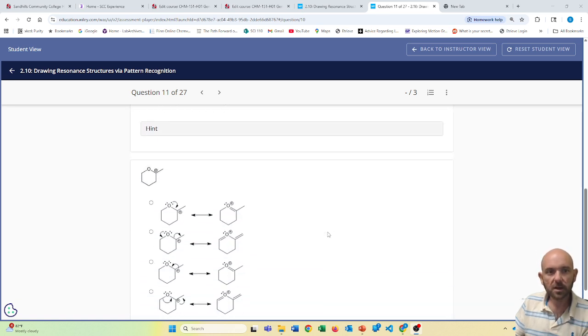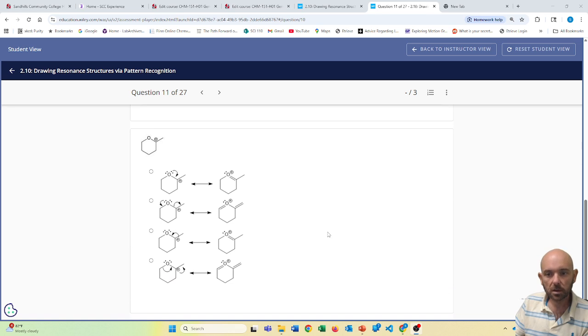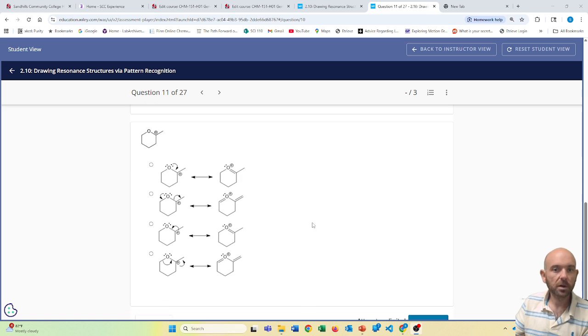And in this example here, arrow notation and formal charge is the name of the game as well. We have a lone pair adjacent to a carbocation in this case. And we should look up the correct arrow notation for that, make sure that we have the positive formal charge in the right spot once the resonance action is completed.